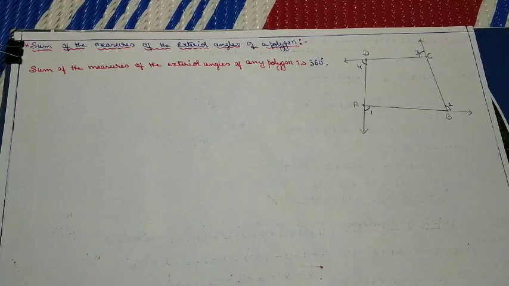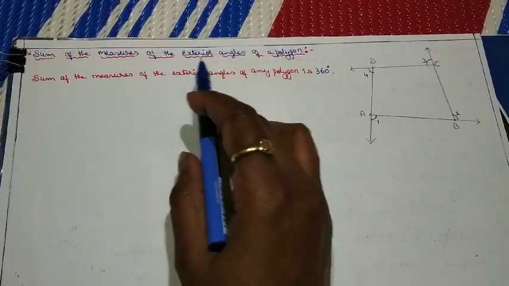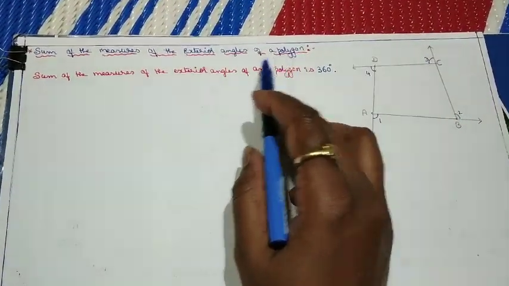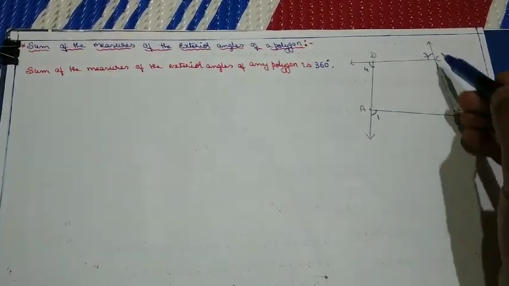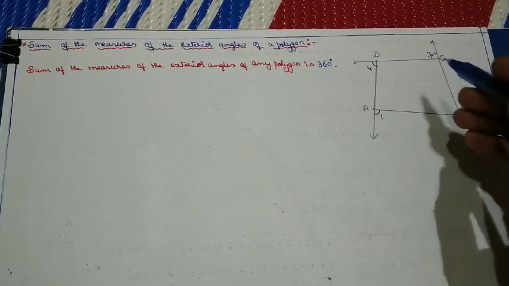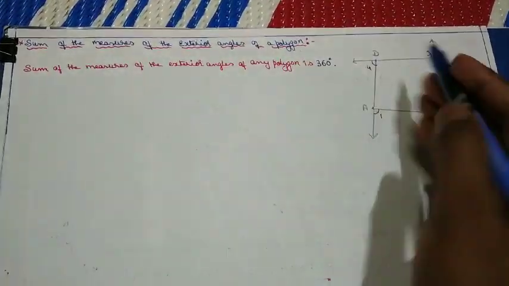Next, the sum of the measures of the exterior angles of a polygon. Exterior angles means angles forming outside the quadrilateral or outside the polygon, any polygon, not only the quadrilateral.